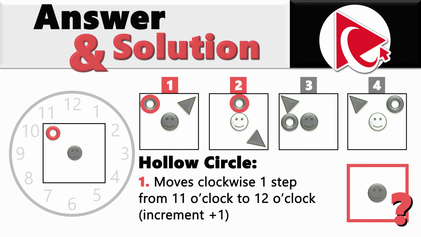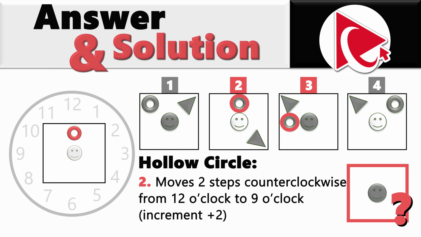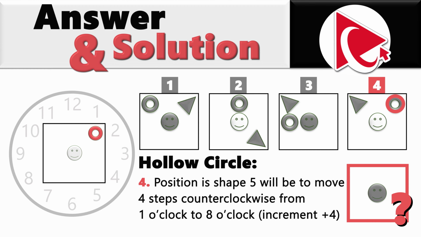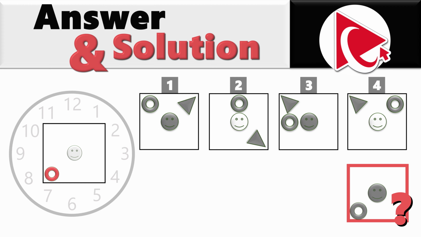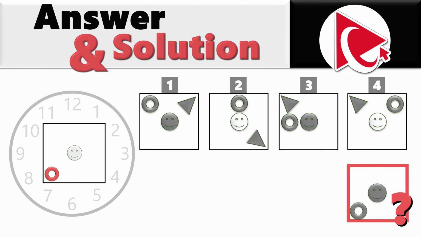Let's look at the hollow circle. The hollow circle moves one step from 11 o'clock to 12 o'clock position with increment +1. In the next square, it moves two steps counterclockwise from 12 o'clock to 9 o'clock with increment +2. Then it moves 3 steps clockwise from 9 o'clock to 1 o'clock with increment +3. So we can predict that the hollow shape in shape 5 will move 4 steps counterclockwise from 1 o'clock to 8 o'clock with the increment +4. It helped us narrow down the answer choices, but we still have choices A, C, and D that still match this pattern.